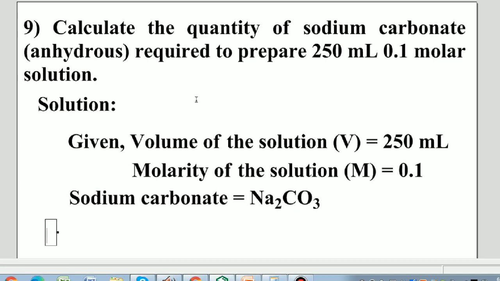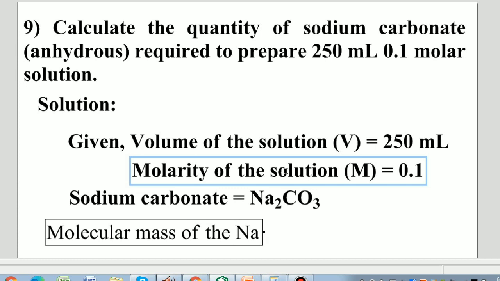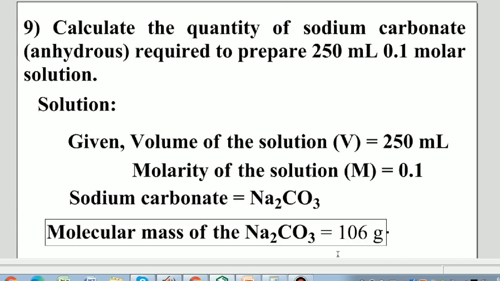Therefore, the molecular weight or molecular mass of sodium carbonate, Na2CO3, is equal to how much, students? 106. We can calculate it easily. 106 is the molecular mass of sodium carbonate, 106 grams per mole.